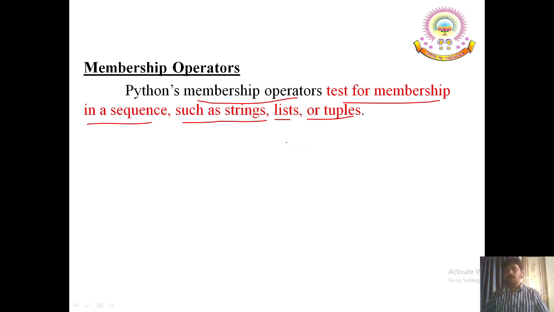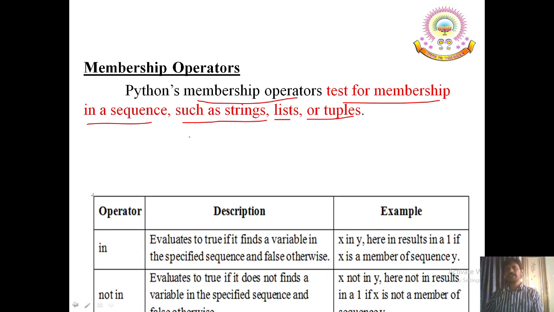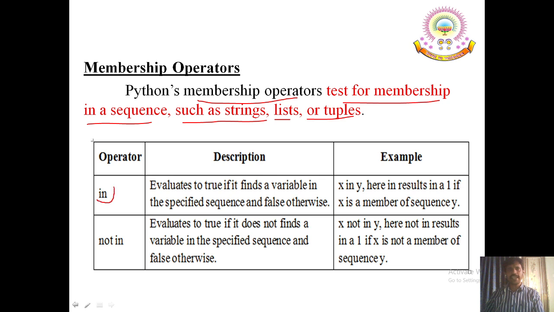That is a searching operation. To perform the search operation, we have a simple operator called the in operator in Python that will find whether a value is present or not. Let us say x in y means whether the value of x is present in y or not. If it is there, it will return 1, otherwise it will return 0. It evaluates to true if it finds a variable in the specified sequence and false otherwise. It is a searching operation.